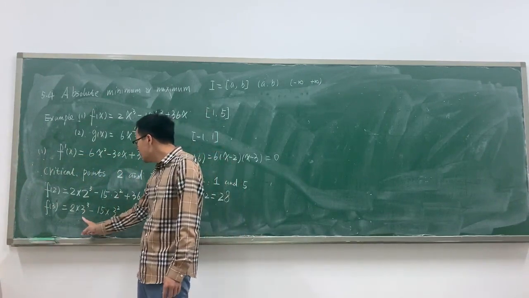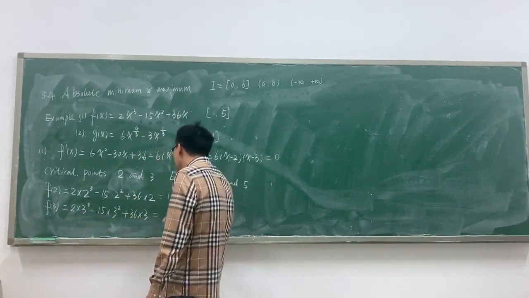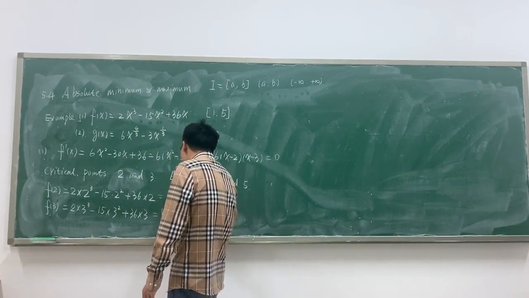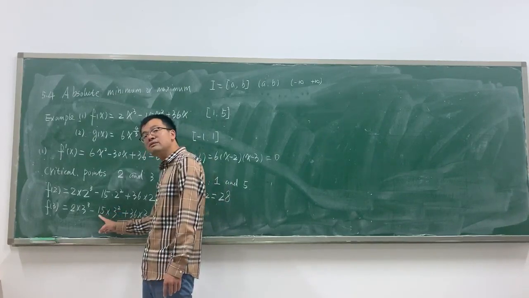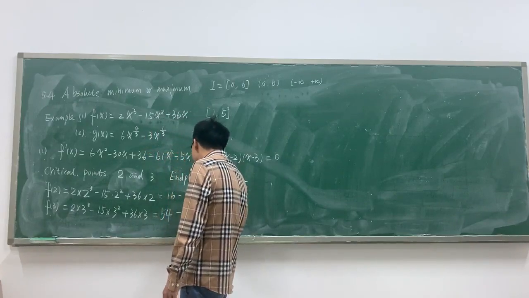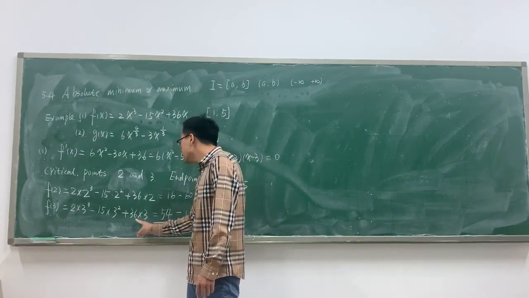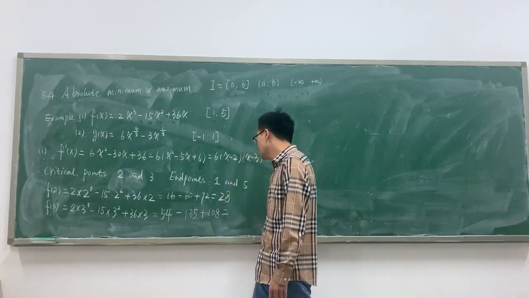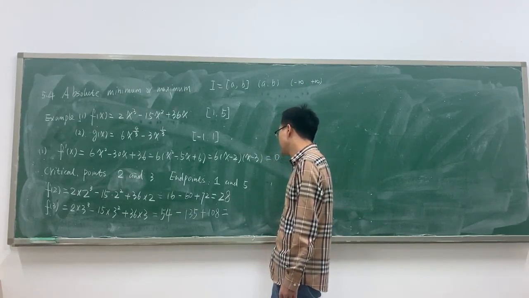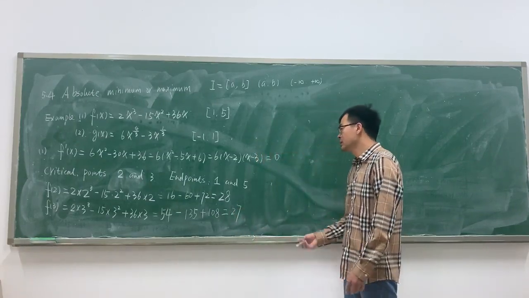Here 3 cubed is 27, so 2 times 27 is 54. 54 minus 15 times 3 squared, which is 9, so 9 times 15 is 135. And the plus here is 108. So it is equal to 54 minus 135 plus 108, which is 27.